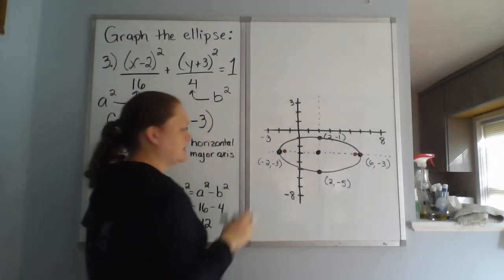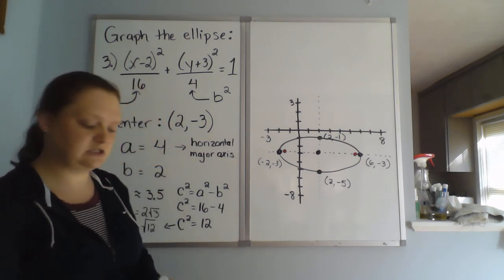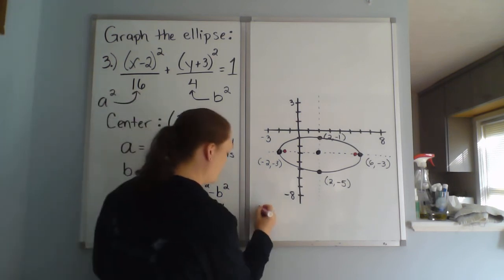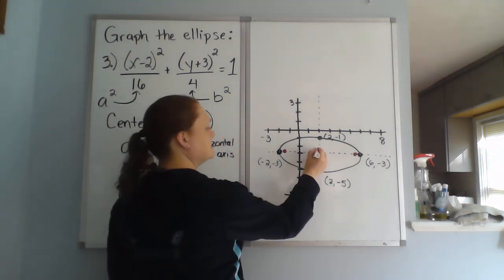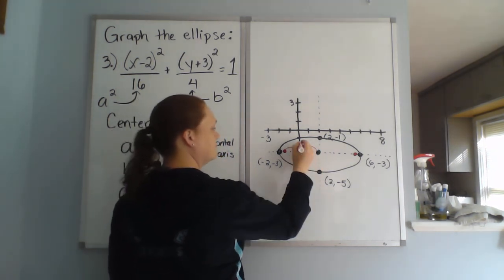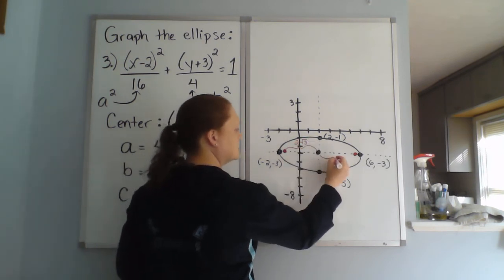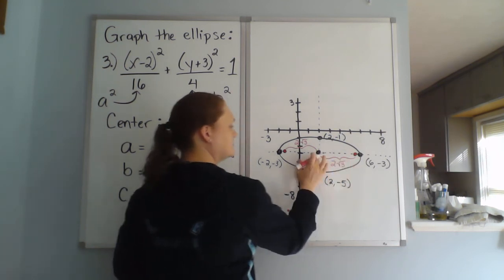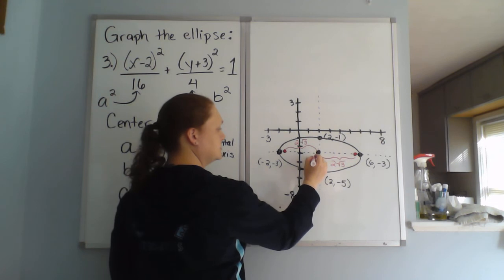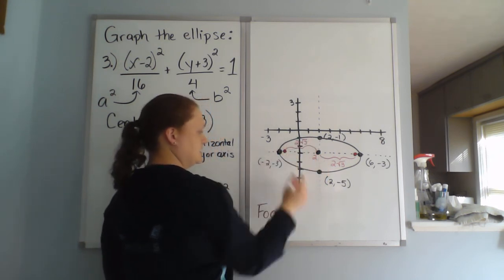All right, so there's my ellipse. Now let's go back and identify where those focus points are, because that's an important thing for us to be able to identify. All right, so the foci, or the focus points, I had to go this way a total of the square root of 12, or 2 square root 3 units. And I had to go this way a total of 2 square root 3 units. And I'm starting at x equals 2 right here.